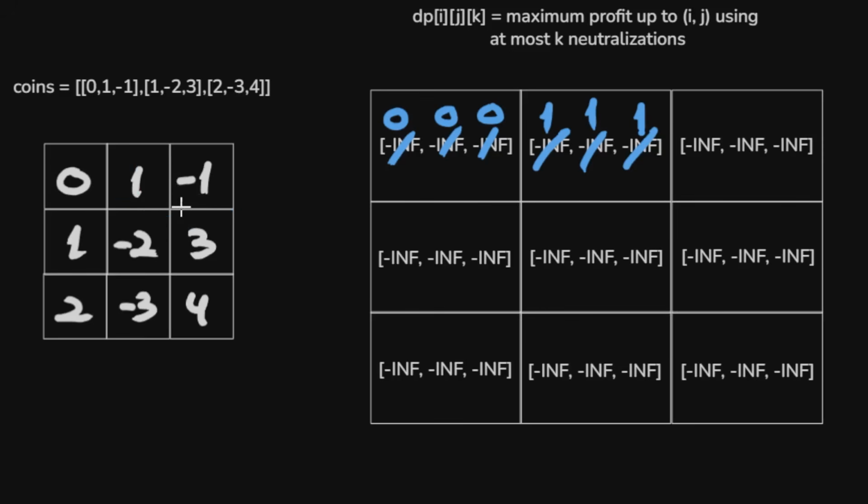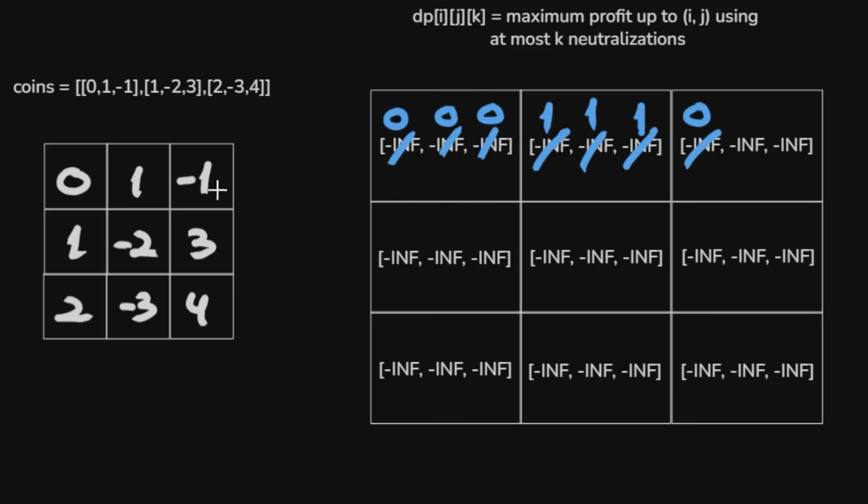Now we are here and this is a negative number. Let's start with this scenario where we use at most 0 neutralizations. We take the previous accumulated number at the same position, 1, plus the current number because we are using 0 neutralizations. 1 plus minus 1 is 0. Next here, what if we use at most 1 neutralization? We are looking at the previous scenario where we were not using the current neutralization, meaning we are looking at this accumulated number.